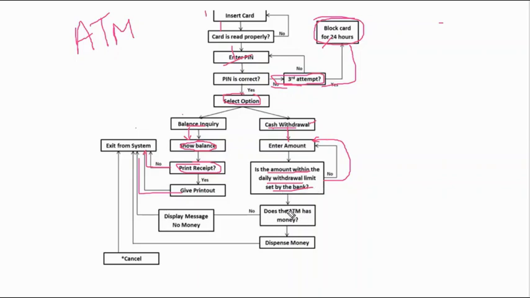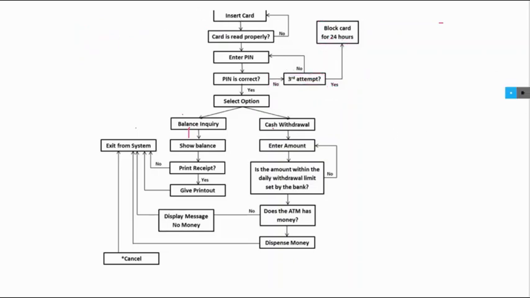Then, if yes, it checks whether the ATM has money. If yes, it will dispense money. If no, it displays that there is no money in the ATM, and then the system will exit. If the money has been dispensed, then also it will exit from the system. So this is the typical explanation that you need to understand from the flowchart provided here. If you understand this flowchart, then you can solve the problems that will be asked based upon it.